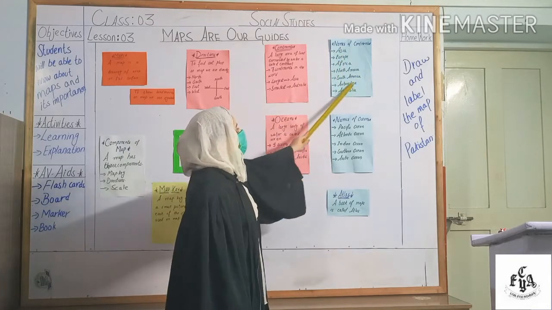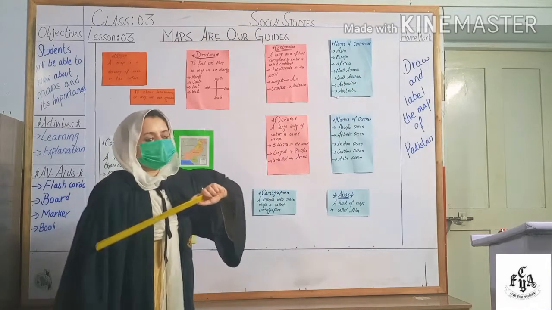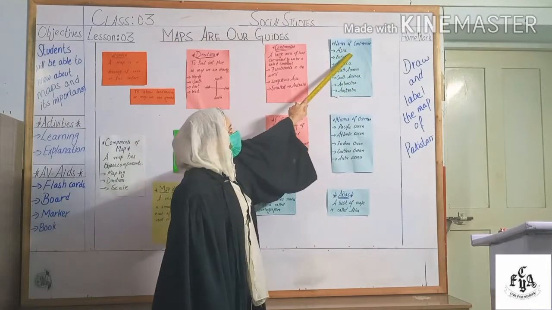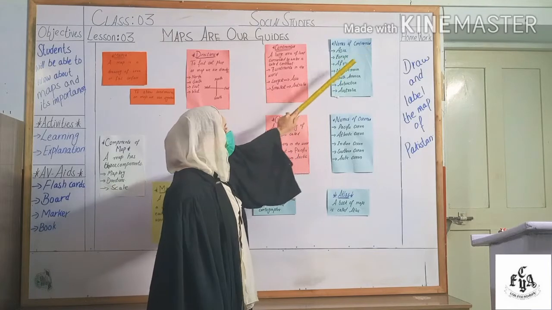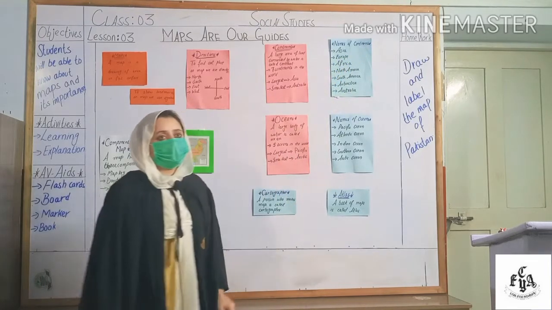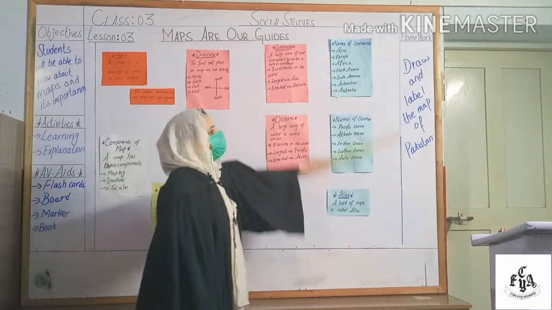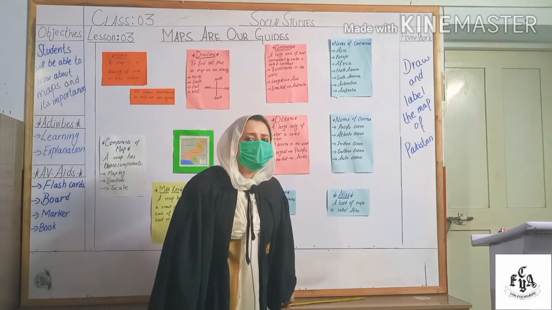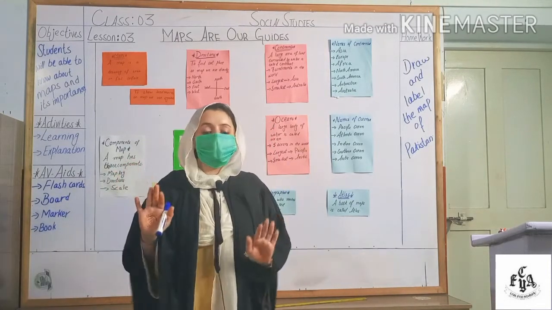All these continents have different countries. Asia has different countries, Europe has different countries, Africa and so on. But on Antarctica we don't have any country because it is full of snow.